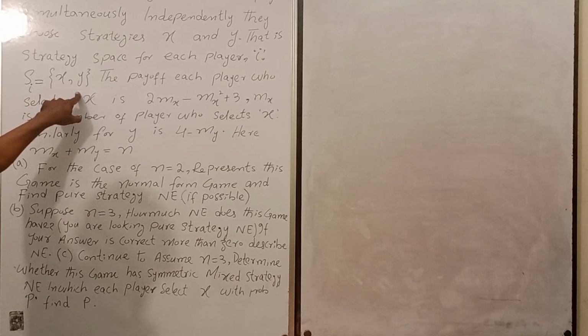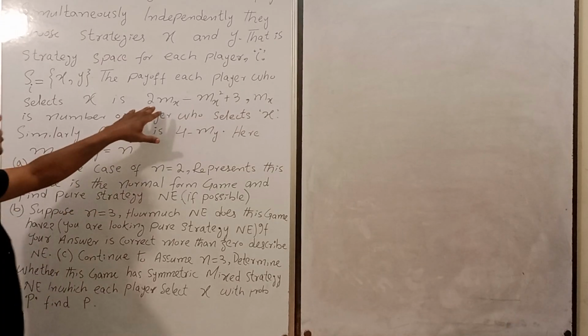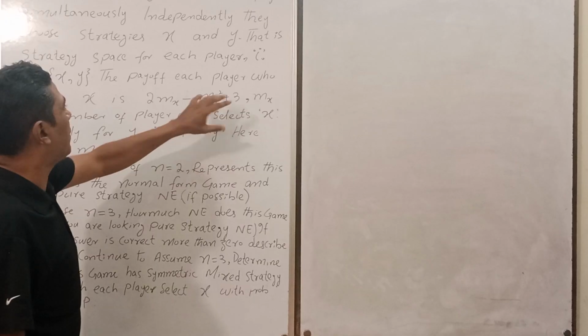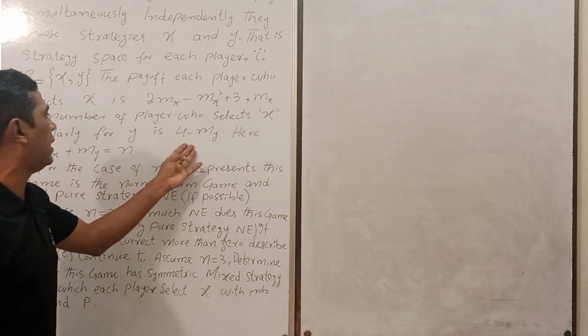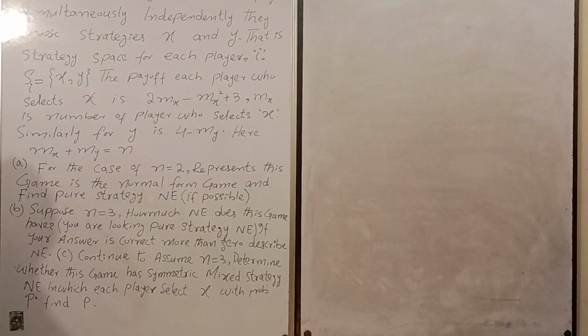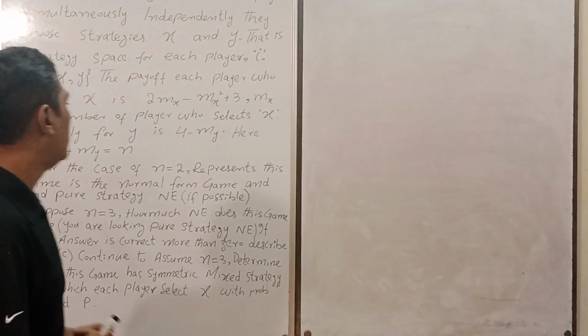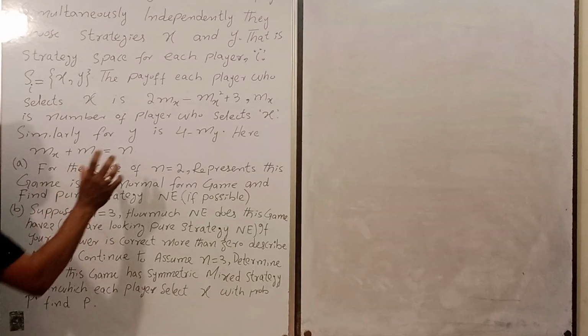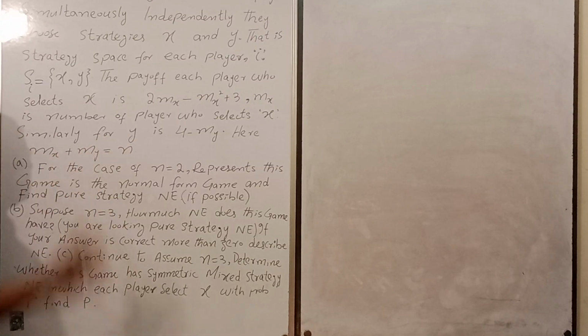For the strategy space {X, Y}, the payoff for each player who selects X is 2mx minus mx squared plus 3, where mx is the number of players who select strategy X. Similarly, the payoff for strategy Y is 4 minus my, where my represents the number of players who select strategy Y. The total number of players is n, so mx plus my should be equal to n.